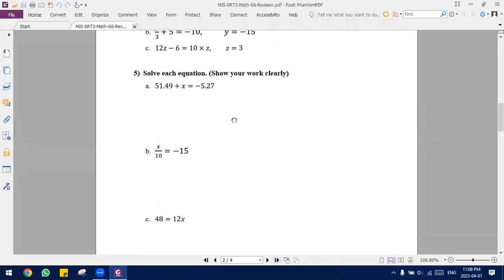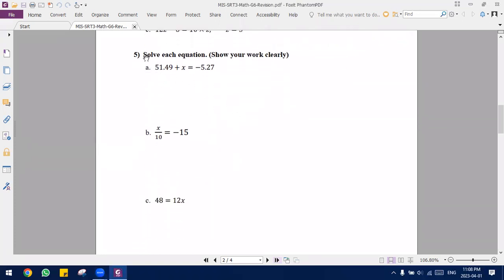Now, question 5. Solve it. Now it says solve, not write, solve. Solve each equation and show your work clearly. So we know that in order to solve any equation, I need to find the value of the variable, the letter here. So to find the value of the letter should be isolated. So it should be alone. So I need to remove everything next to the variable. How to remove them? We should do the opposite.